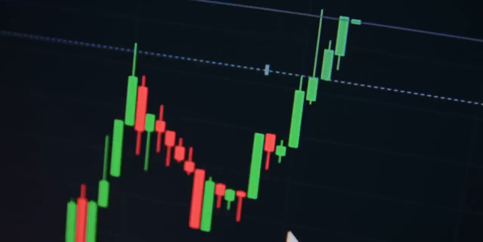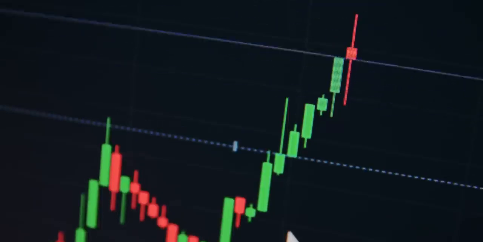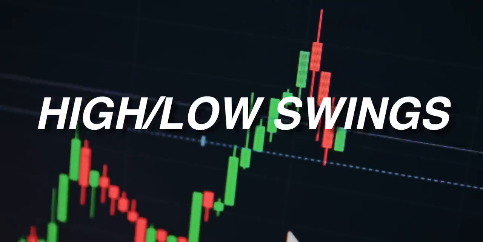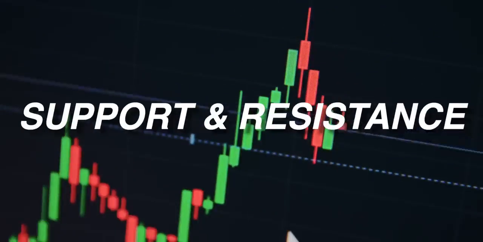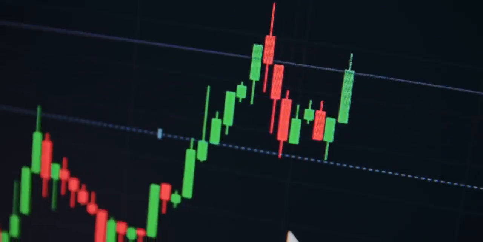Since price action trading relates to recent historical data and past price movements, all technical analysis tools like charts, trend lines, price bands, high and low swings, and technical levels of support and resistance are taken into account as per the trader's choice and strategy fit.